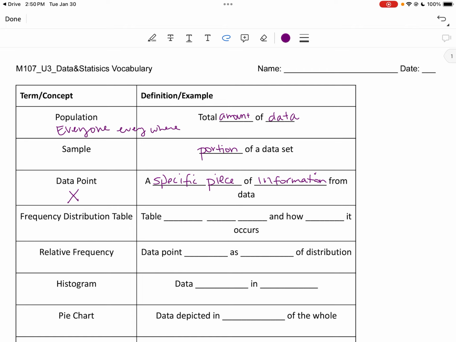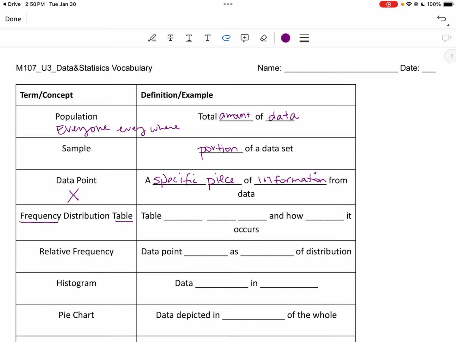Okay. Next one is a frequency distribution table. We have actually been talking about frequency tables, but when we talk about frequency distribution, it takes it a little bit different because it's going to list all the data points and then how often they occur, versus our frequency tables we were looking at, which were comparing different categories of certain things. This is just a data point and then how many that you have. So it's going to be a table listing data points and how often it occurs.